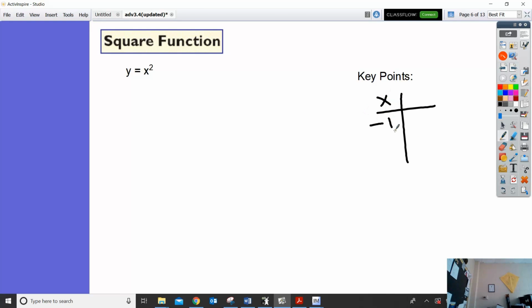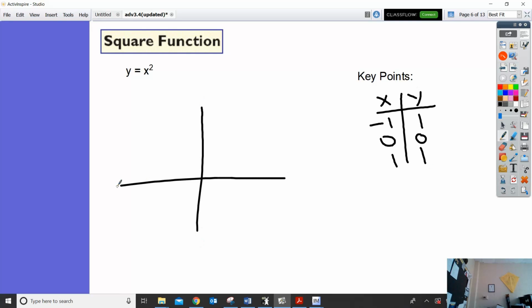Negative 1, 0, 1. What do you have to square negative 1? How about 0? 1. 0, 0. 1, 1. Negative 1, 1. Now, if you look back to your notes, that looks exactly like absolute value did, doesn't it? Absolute value was a V.